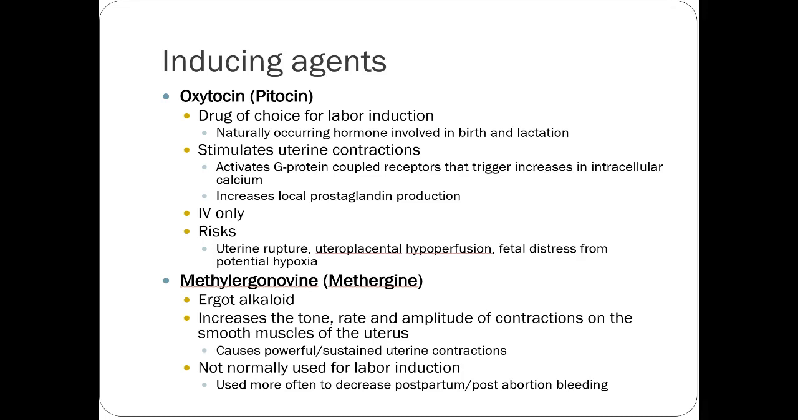It stimulates the uterine contractions. The mechanism activates G protein coupled receptors that cause intracellular calcium increases, causing contractility. It also increases local prostaglandin production. So again, kind of the opposite of what the drugs we just mentioned are doing. It's IV only. Risks include uterine rupture and uteroplacental hypoperfusion, so you can cut off blood supply to the placenta. It's not a huge deal because this is going to be hopefully a fast process once you start inducing labor. Fetal distress from potential hypoxia is another risk too.